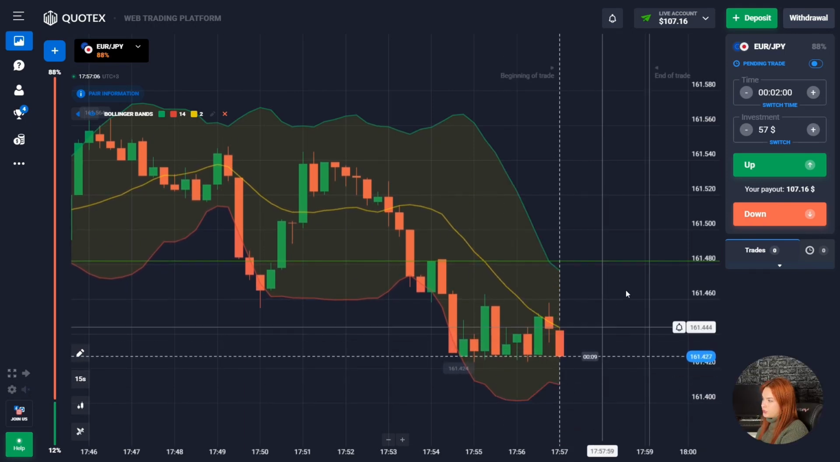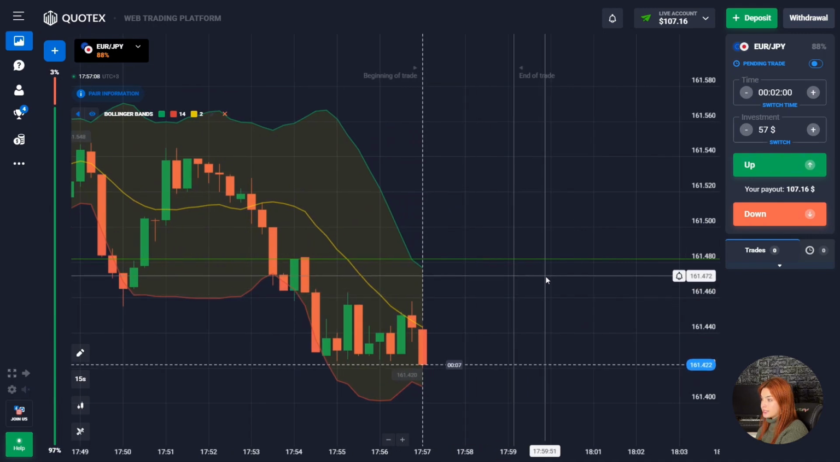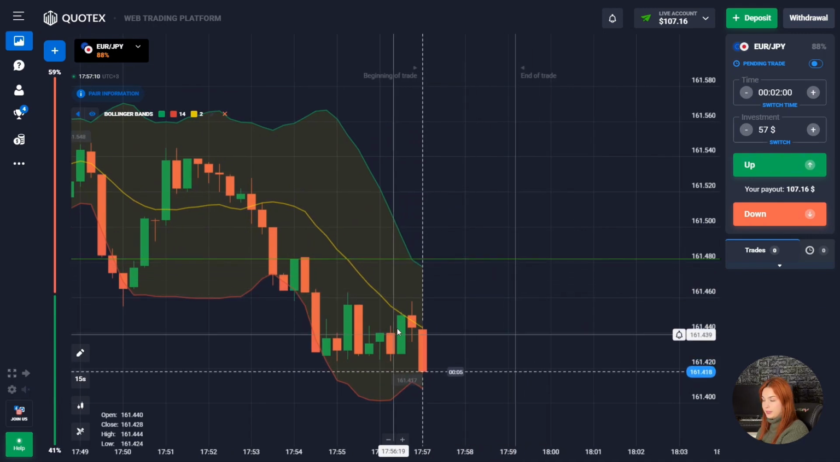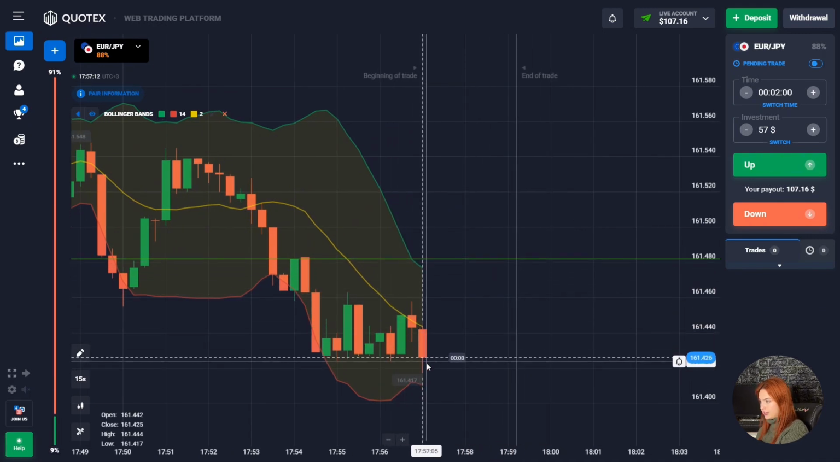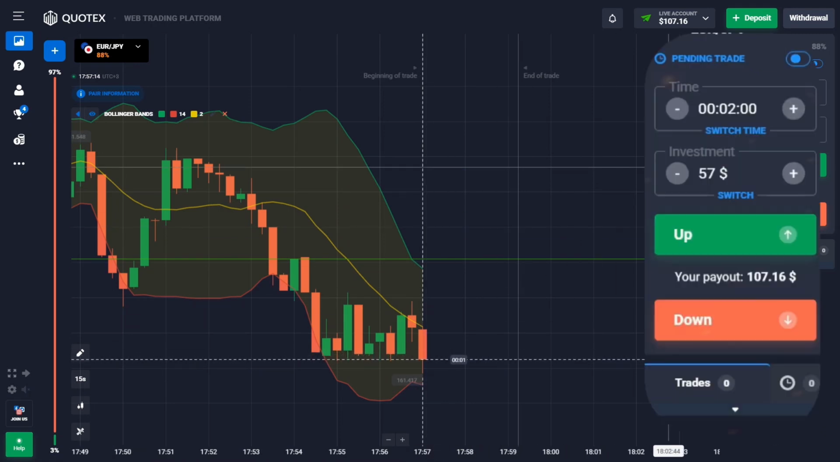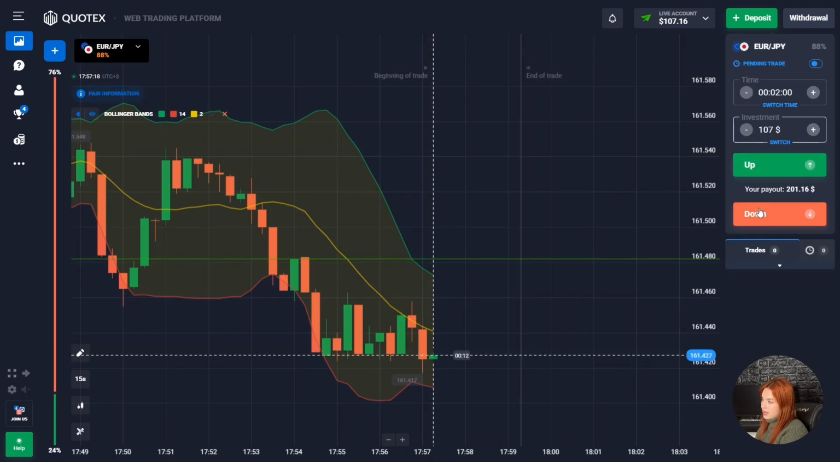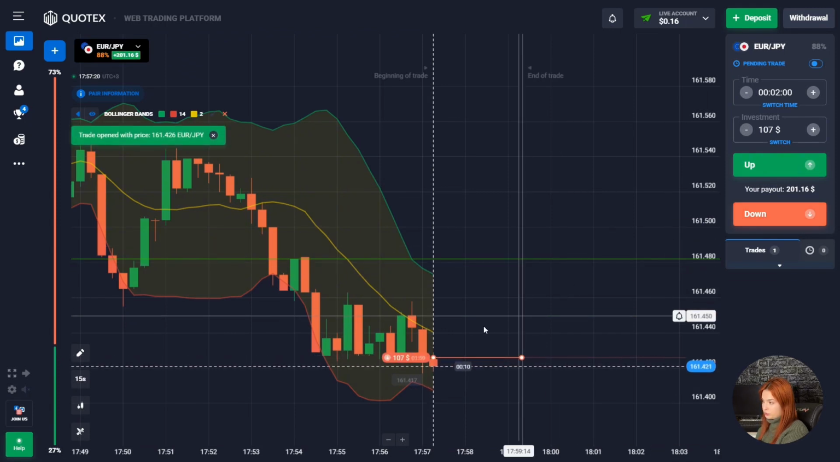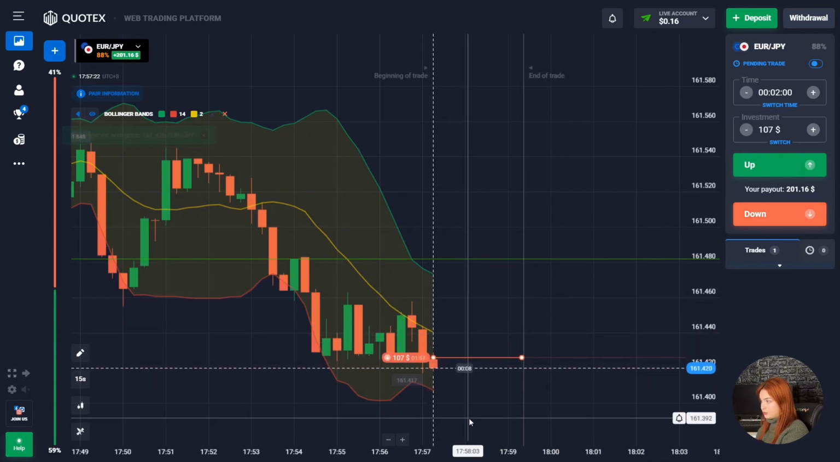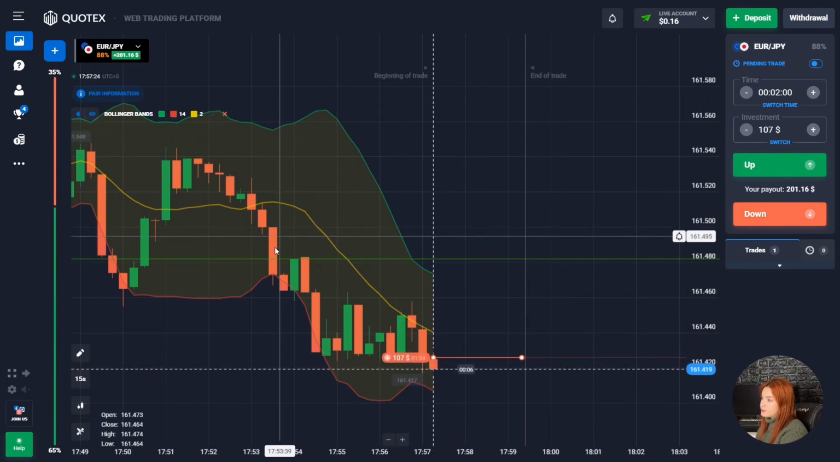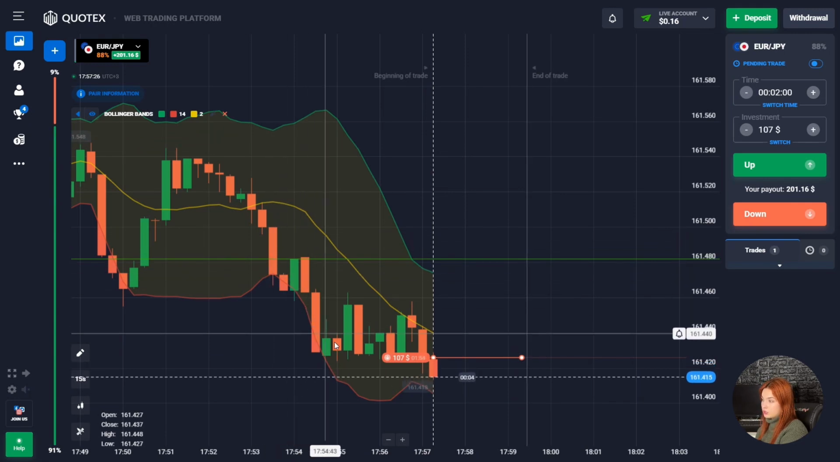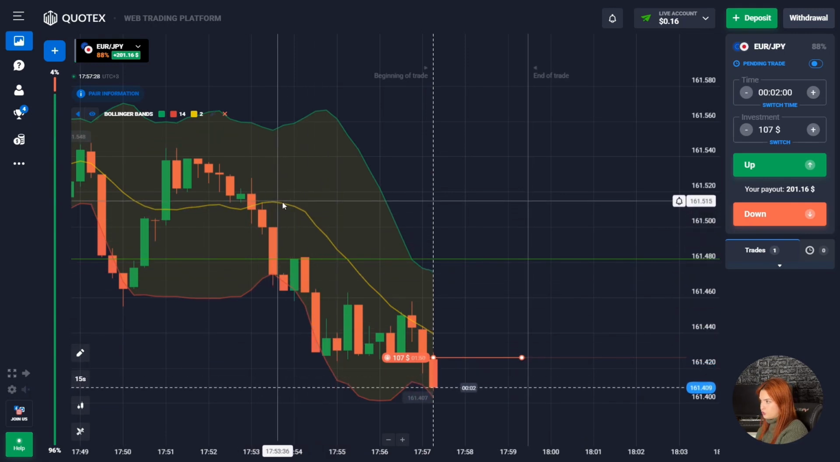So, as you can see further, after consolidation, our price continued to move down and went below the moving average of the indicator. Therefore, I suggest to open a deal here for 2 minutes to go down, as I think that the price will continue to move down, since we see that after breaking through the level, the price moves significantly in the lower zone of the price channel.